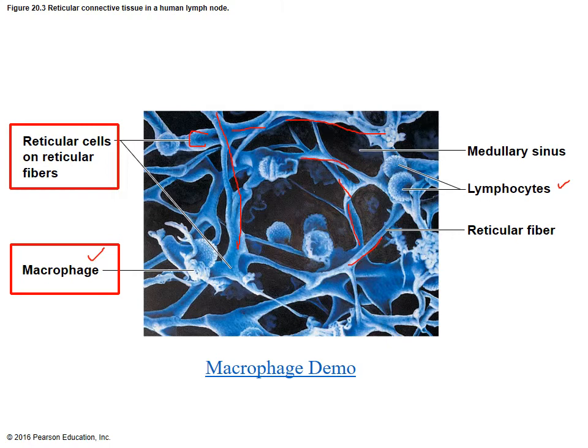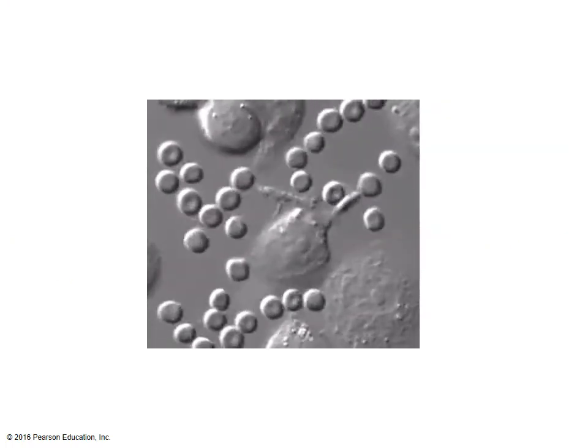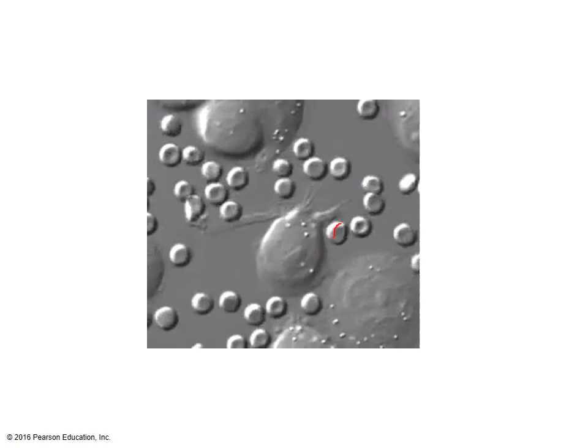I have a little demo of a macrophage phagocytosing. If you ever want to see how it bulk eats any foreign antigen, I would definitely suggest that you click on the link and take a look at it. I've also inserted a little snippet of it on the next slide, so I'm going to go ahead and click over. And here we have a little macrophage.